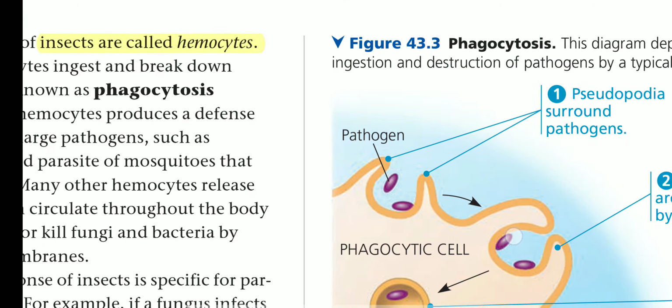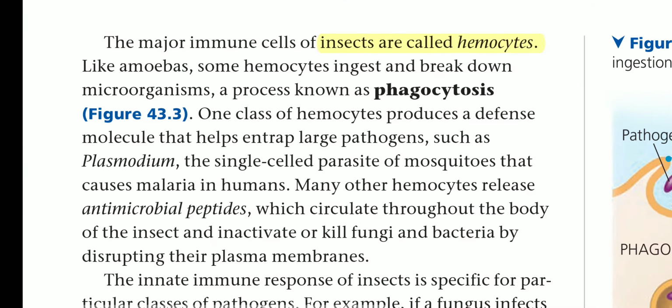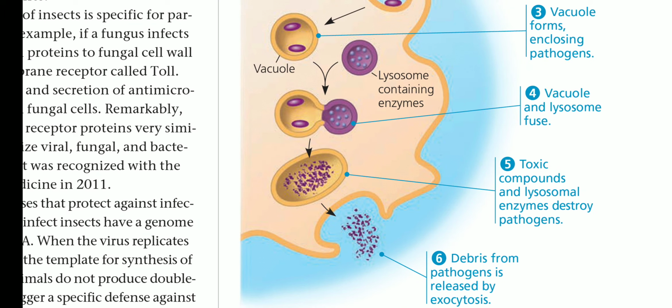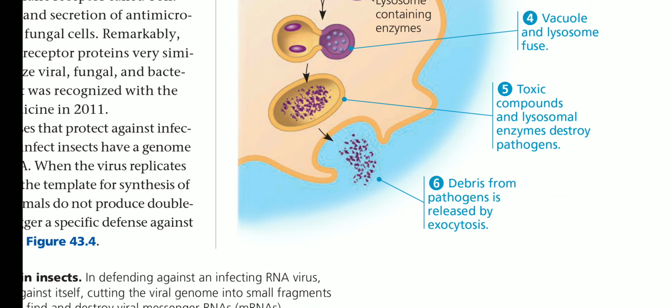I have told you that in innate immunity there are phagocytic cells and natural killer cells. Here I'm discussing the phagocytic cells, which surround the pathogen with their pseudopodia, and by means of endocytosis enclose the pathogen inside vacuoles, which then fuse with the lysosome. The lysosome merges with the vacuole and digests the pathogen with the help of its enzymes, and the debris from the pathogen is released by exocytosis.